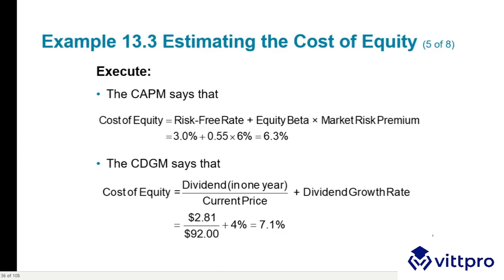So the company can use an average of both. So 6.3% plus 7.1%, that comes to what? 13.4 divided by 2. So they can use 6.7% as an average. So that's how the cost of capital is calculated.